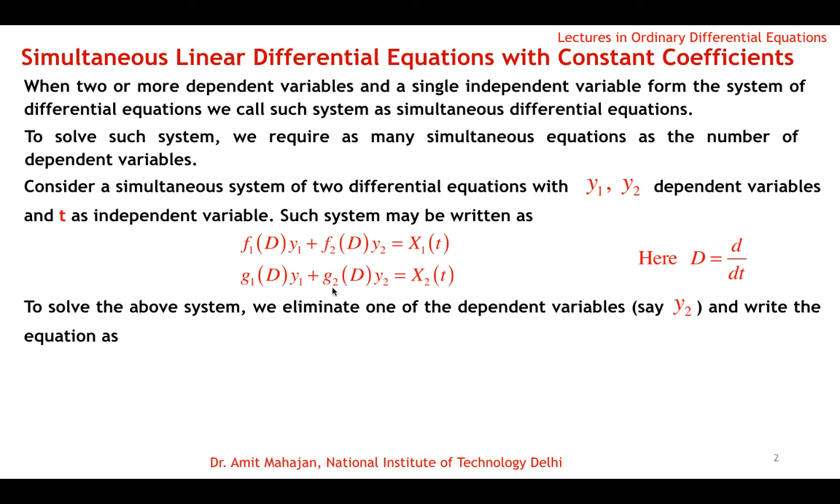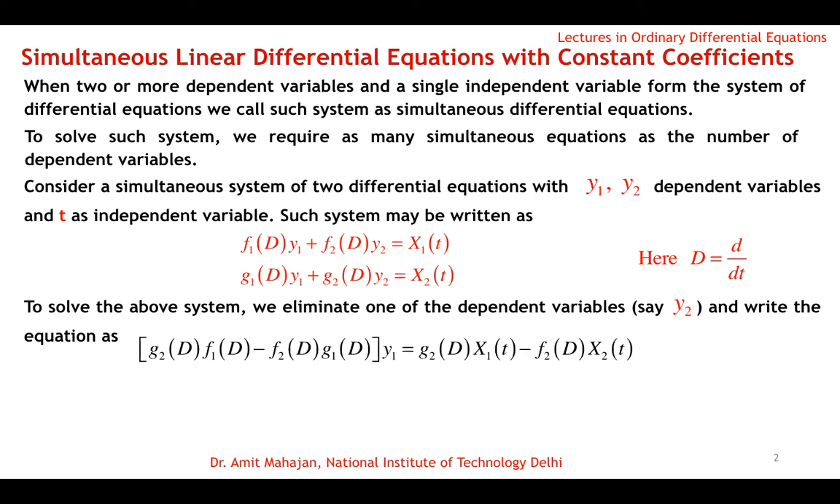When we operate with g2(D) on this equation, the second term becomes g2(D) f2(D) on y2. Similarly, if we operate f2(D) on the second equation, this becomes f2(D) g2(D) y2. Then if we subtract these two equations, the second term will get cancelled. So on eliminating y2, these two equations can be written as a single equation as this: g2(D) f1(D) minus f2(D) g1(D) operated on y1 is equal to g2(D) operated on x1 minus f2(D) operated on x2.